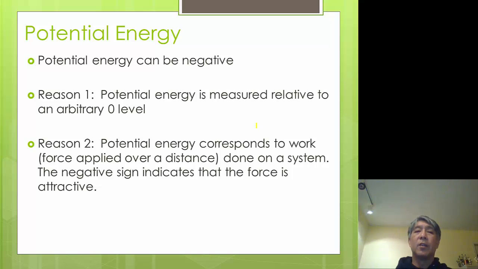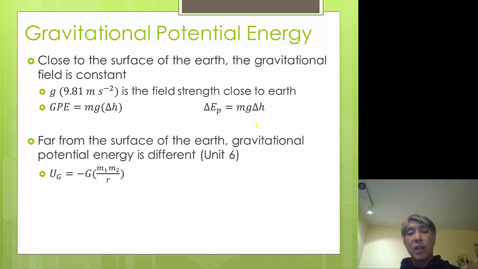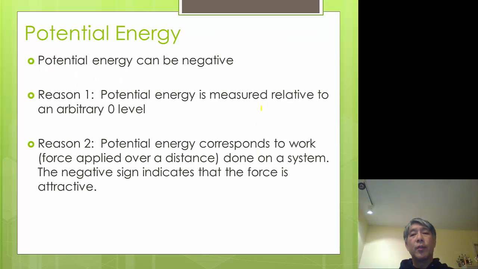A couple of points on potential energy. First off, unlike kinetic energy, potential energy can be negative. There are a couple of reasons for this. The first reason is that my potential energy here, the delta H, is based on an arbitrary zero level. If I define my zero level to be the top of the Empire State Building, everything at the street level is going to have a large negative potential energy, which means for me to get to the top of the Empire State Building, I have to actually add energy. Okay, the elevator needs to take me up.